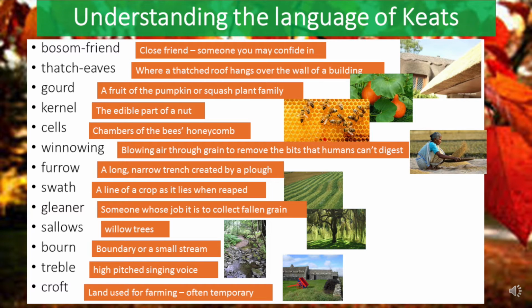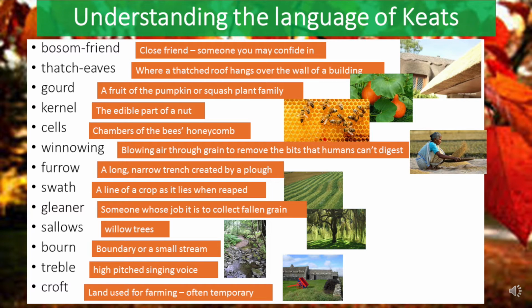I'll just take you through each one. It's quite a lot to take in there, isn't it? So bosom friend is a close friend, someone you may confide in. Thatch eaves, you can see a little picture in the right hand corner there. It's where a thatched roof hangs over the wall of a building. So it's where it joins.